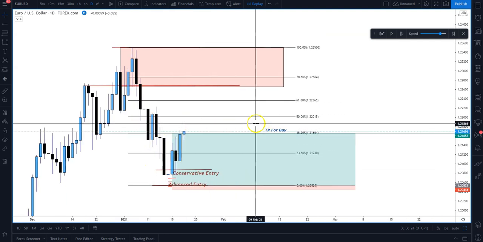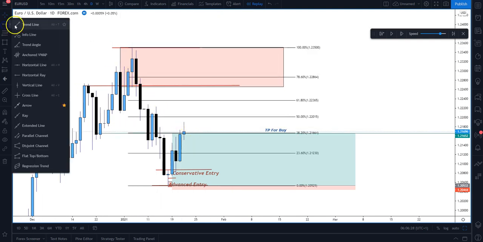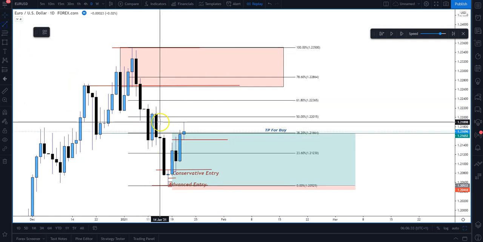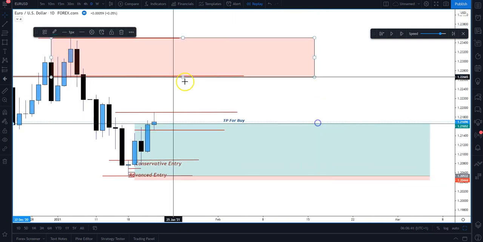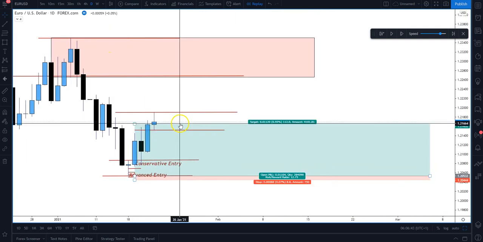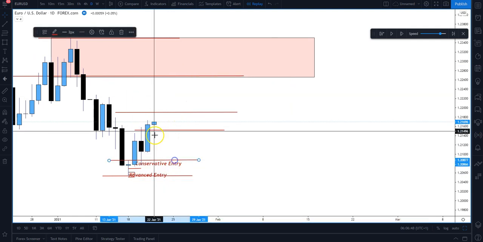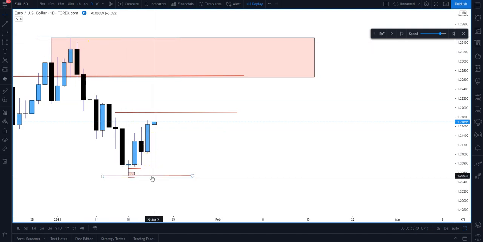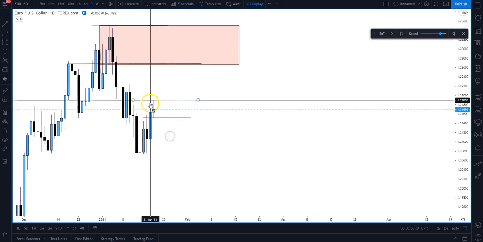So now what we're going to do is rinse and repeat. This is not needed anymore, because we already demolished it. 100 pips, easy. 100 pips, 200 pips, easy. So this is what I'm looking at.